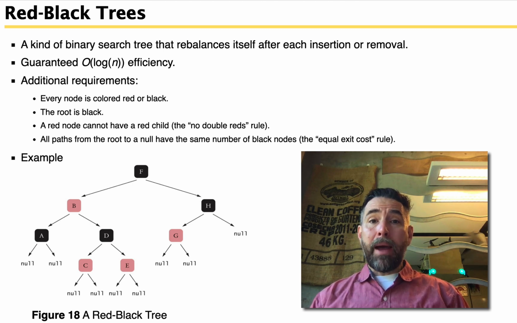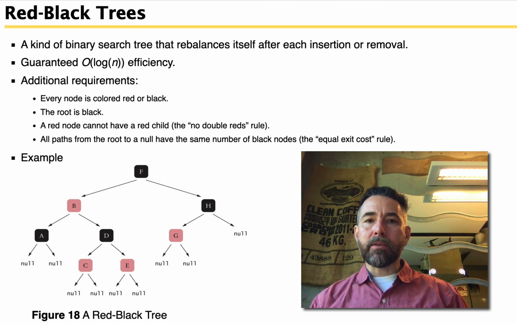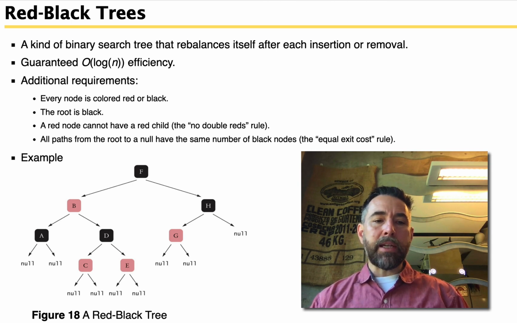Now, if we look at every path from a root to a leaf, do all of them have the same exit cost? Meaning, do they all go through the same number of black nodes? Well, if we go FBA, that's 2. So 2 is sort of our standard. Is there any other way we can get from the root to a node without going through 2 black nodes? And as we look at this, we can see there isn't. We can go FBDC, that passes through 2 black nodes. Or FH null, that passes through 2 black nodes. FHG passes through 2 black nodes.